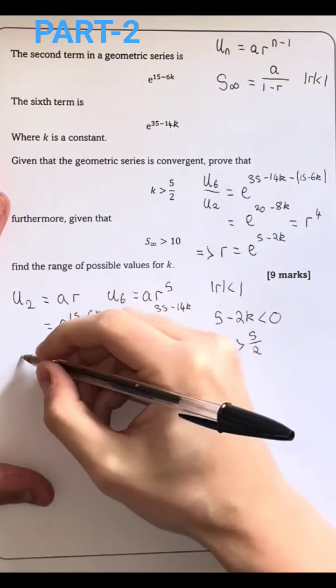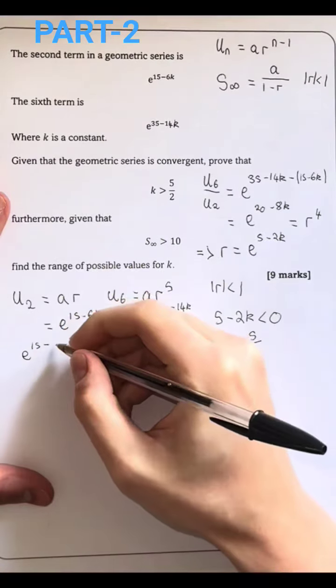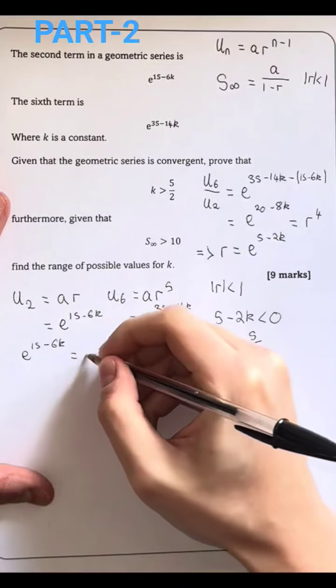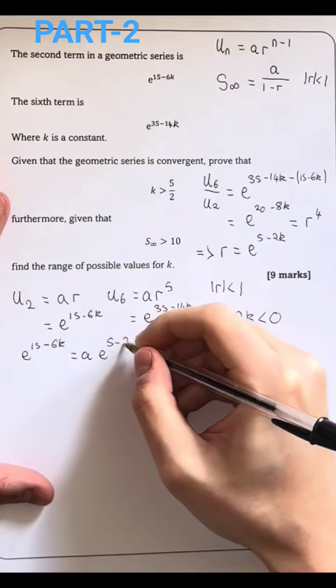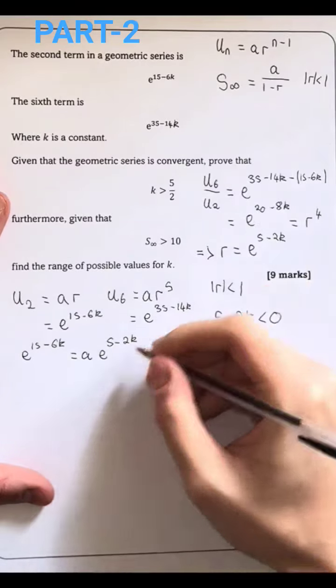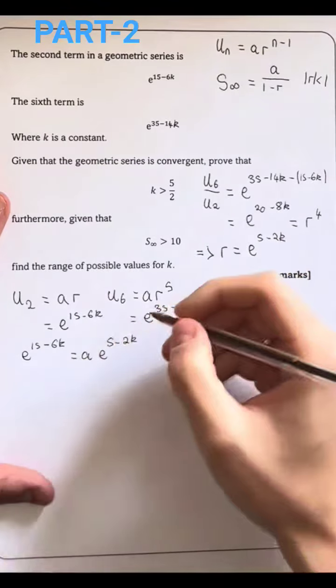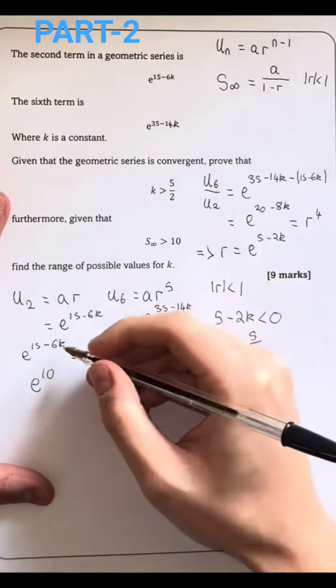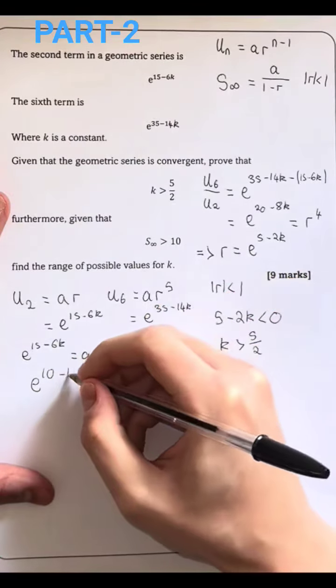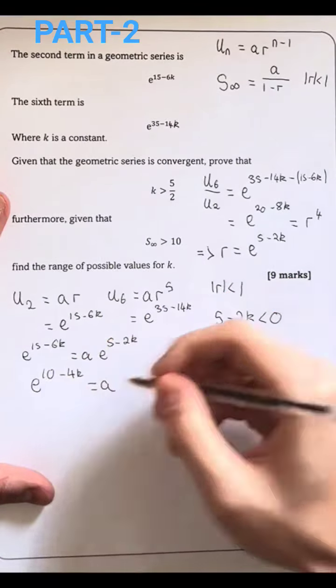So we know that u2 is e to the 15 minus 6k, and we know that this has to be equal to a times the common ratio. Well, the common ratio we found is e to the 5 minus 2k. We can just divide both sides by this. Again, same sort of logic. We're going to have a 15 minus a 5 here, so e to the 10, and then a minus 6 minus minus 2, so minus 4k is equal to a.